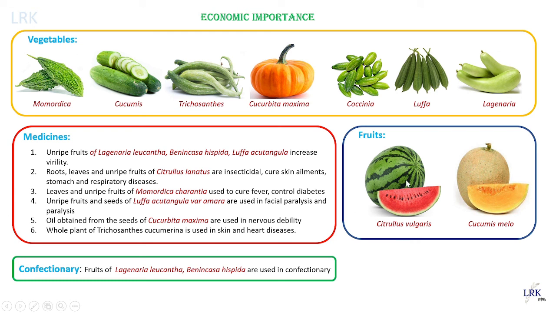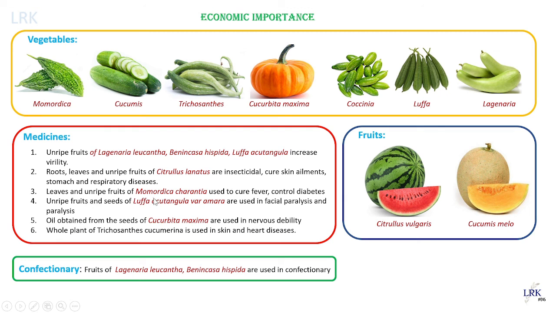And fruits, Citrullus vulgaris and Cucumis melo are fruits of this family, and most of the members are with high medicinal values. We will see some of the members with their medicinal uses. Okay, unripe fruits of Lagenaria leucantha and Benincasa hispida and Luffa acutangula increase virility, and roots, leaves, and unripe fruits of Citrullus lanatus are insecticidal, and they are also used to treat skin ailments, and stomach and respiratory diseases are also cured by this Citrullus lanatus.